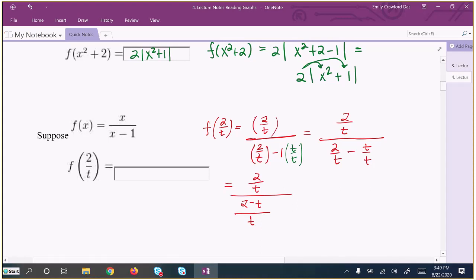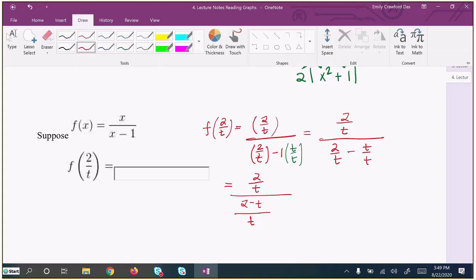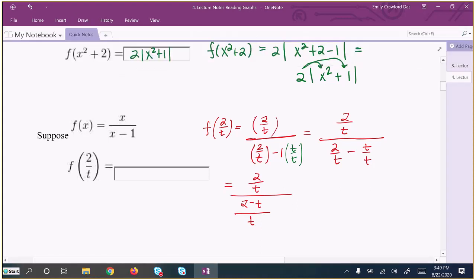So the rule of division, when I have a fraction divided by a fraction, is that I keep the fraction on top, I change division to multiplication, and I flip or invert the other fraction. So this becomes t over 2 minus t.